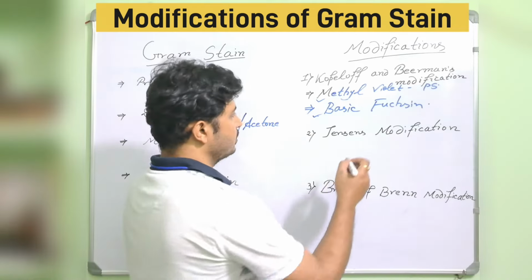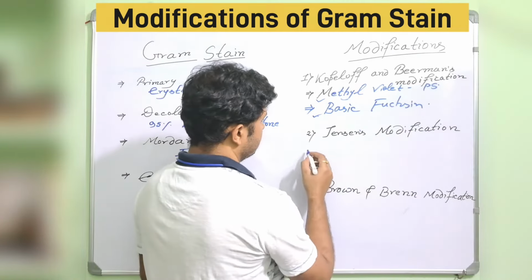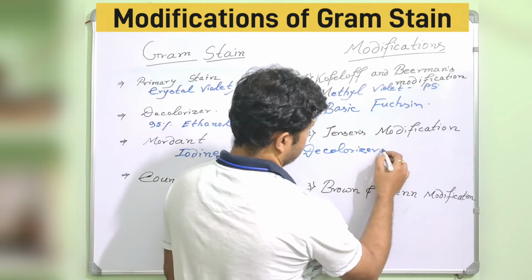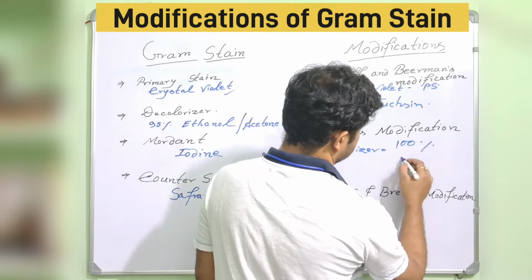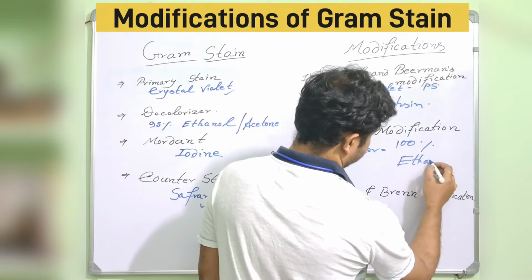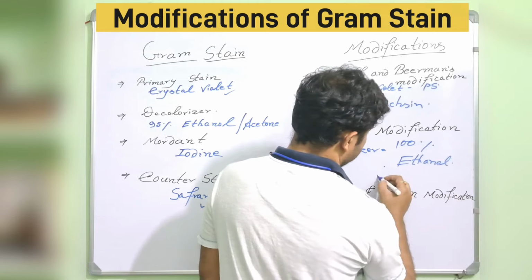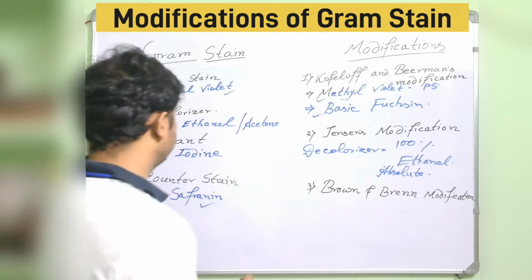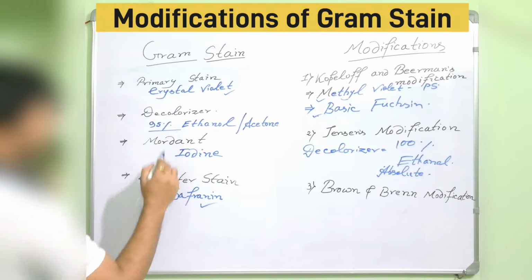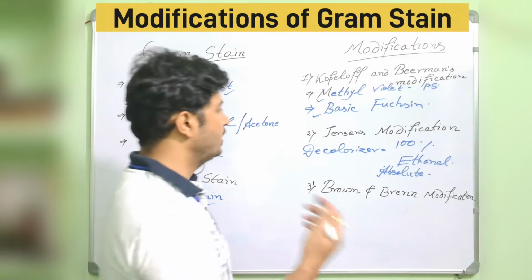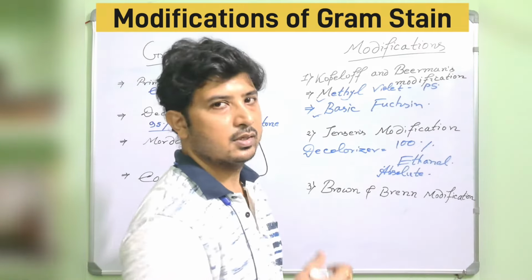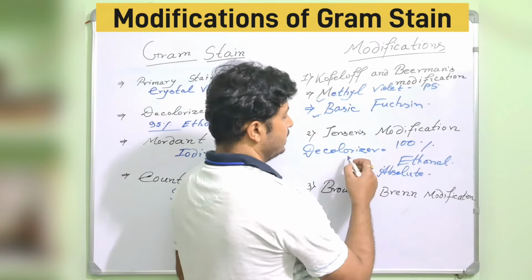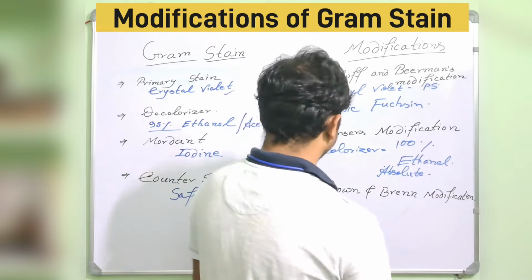Okay. Now coming to Jensen's modification. Here the decolorizer is 100% ethanol or absolute ethanol. So here we have used the decolorizer 95% ethanol or acetone. But in case of Jensen's modification, means gram stain through Jensen's explanation, the decolorizer used was 100% ethanol.